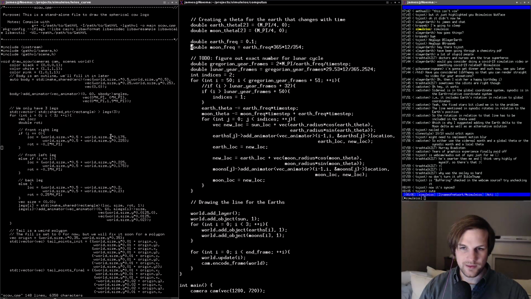Okay, so let's do that. So where do we use moon theta? Moon theta. Oh, let's change this to moon thetas. It's fine. Doesn't matter. So here we're just going to change this to 0 and that to 0. And then let's look for where we also use it here. There and there. And I think that's it for moon thetas. So let's update the earth thetas.